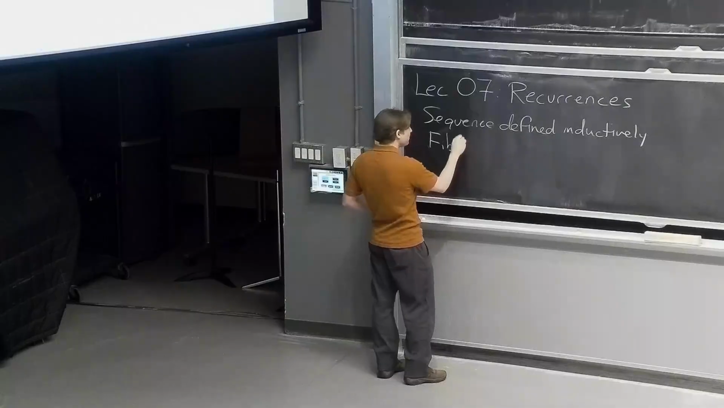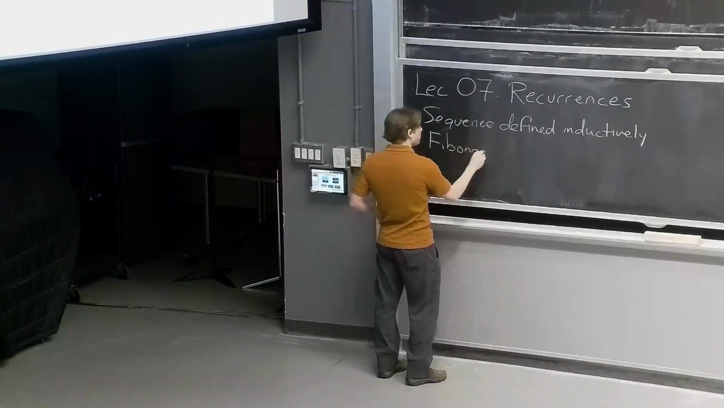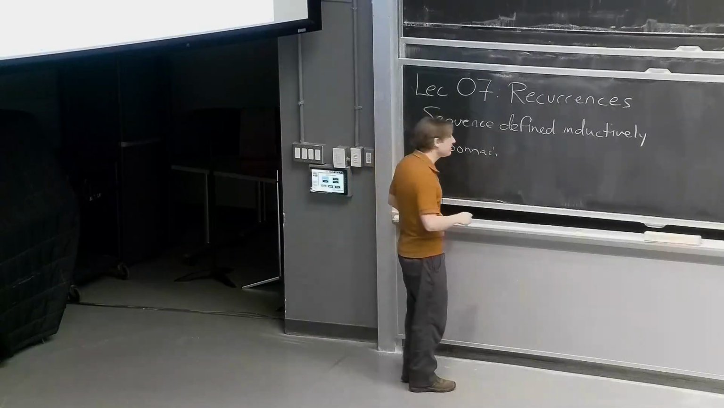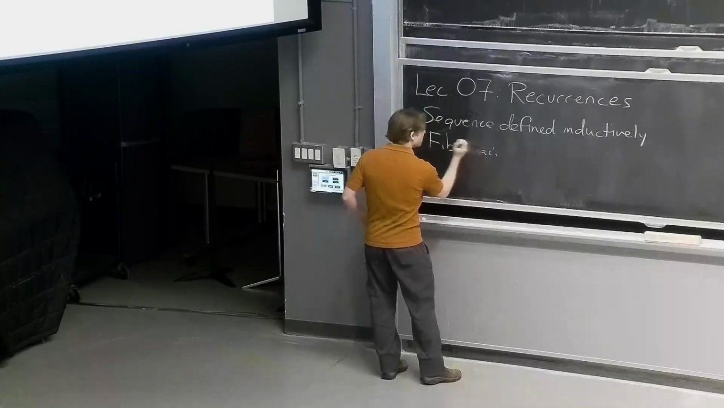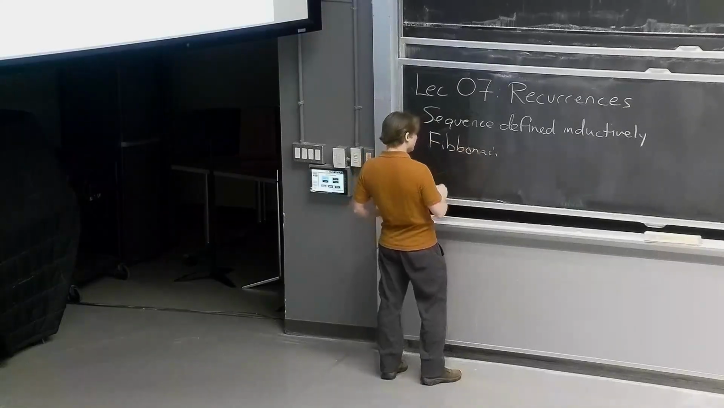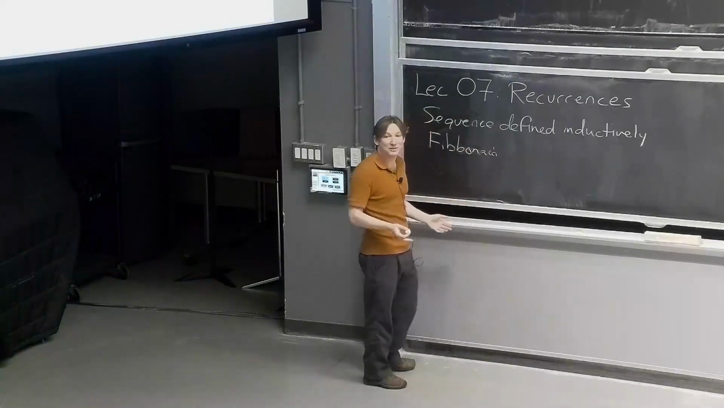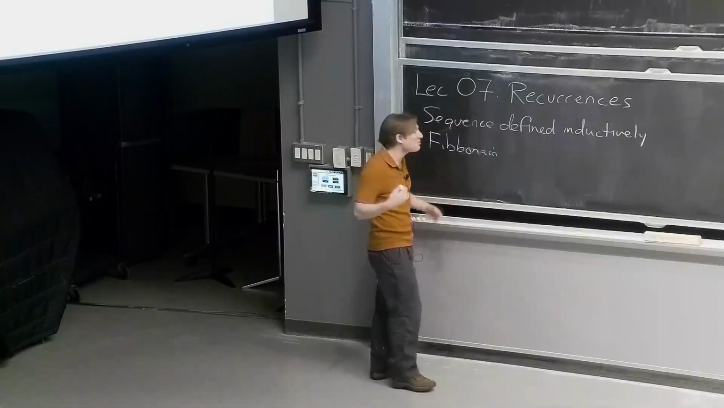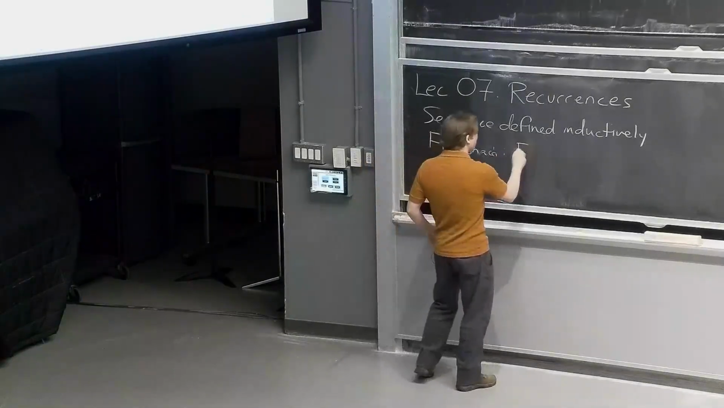Are there two B's? Fibonacci. Let's pretend I spelled that right. No, it's two B's and one N, isn't it? Are there two C's? I don't know. No one's helping me. Doesn't matter.